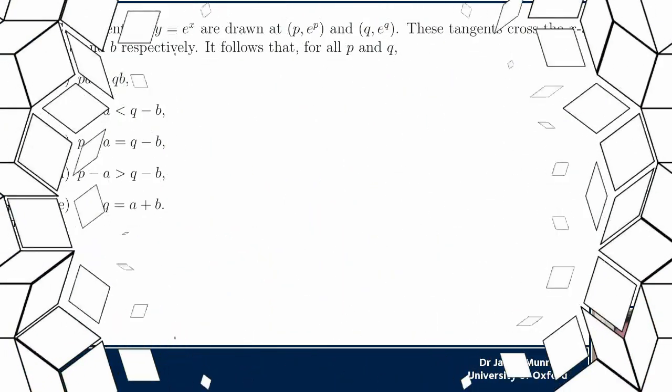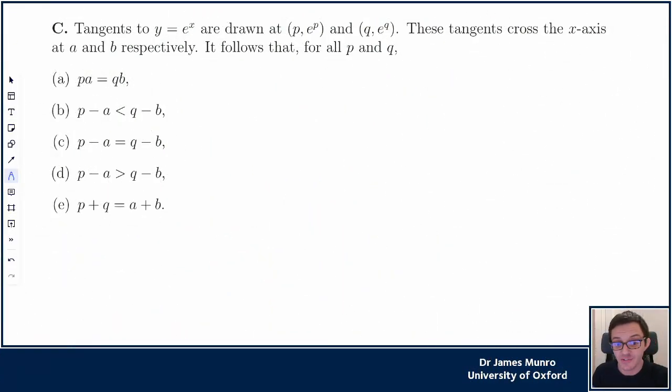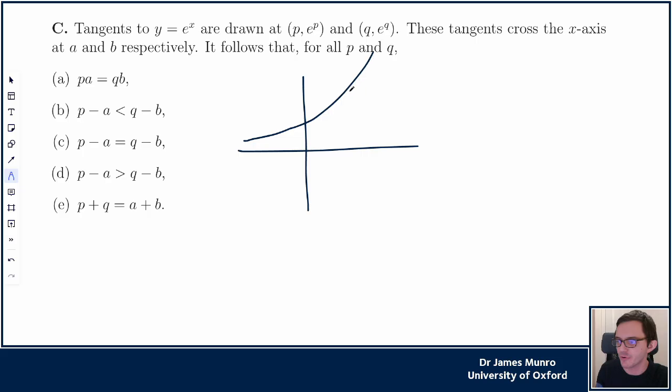Right, question 1c. We're asked about tangents to the curve y equals e to the x. Let's do a little sketch of y equals e to the x first. e to the x goes up through 1, and then it gets larger and larger.